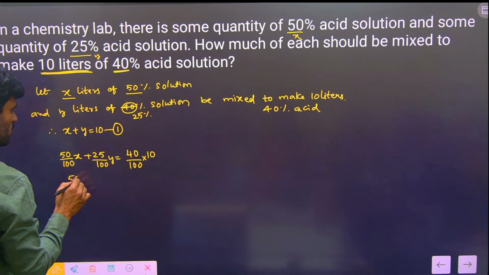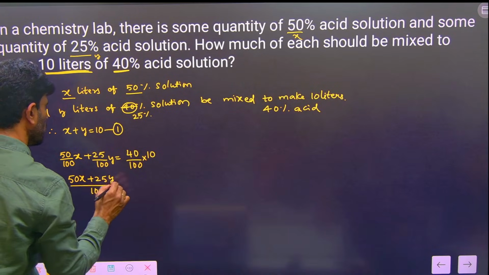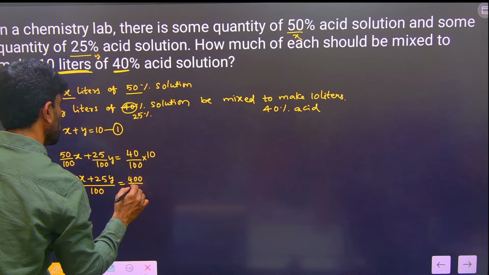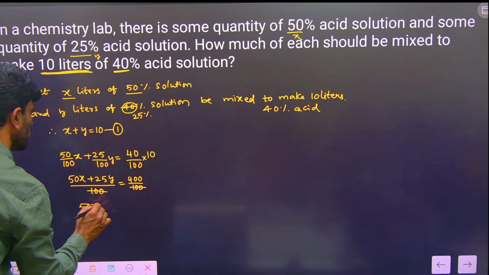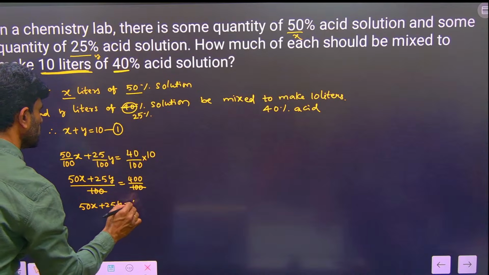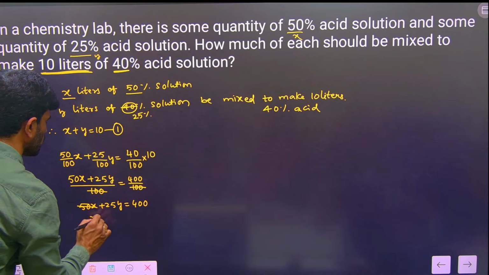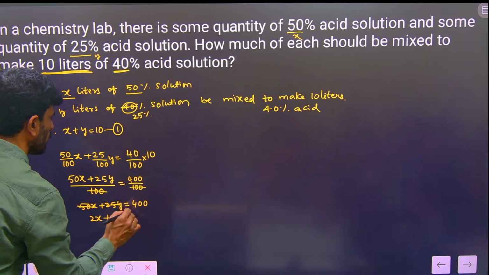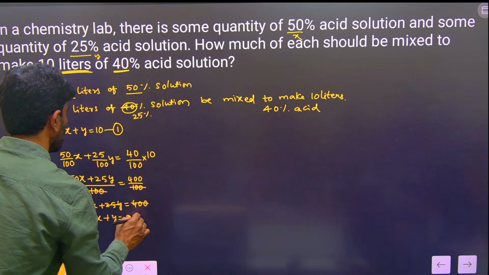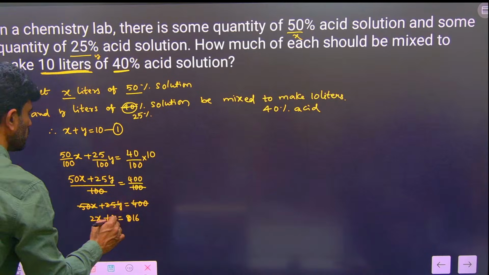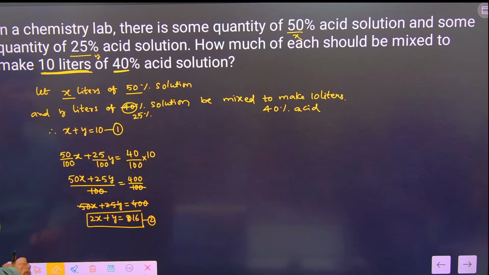So it is 50x plus 25y by 100 is equal to 400 by 100. Both the sides 100 we can cancel first. Then we get 50x plus 25y is equal to 400. Now we can cancel everywhere by 25. 25 2s are 50, so 2x; 25 1s are 25, so plus y; 25 16s are 400. So this is the second equation: 2x plus y is equal to 16.